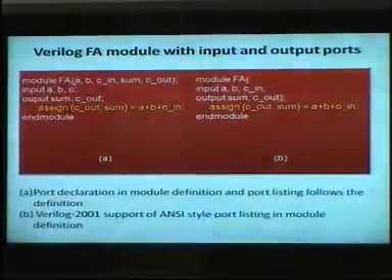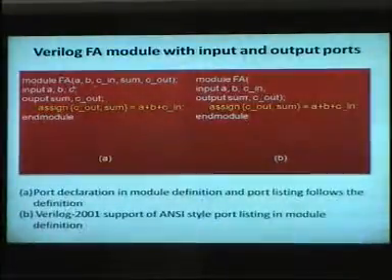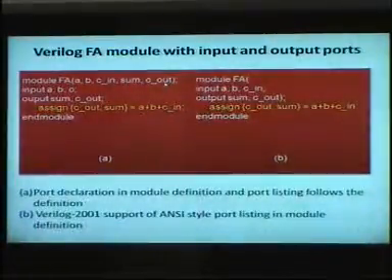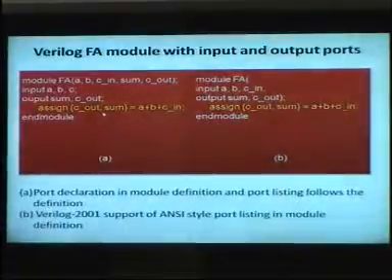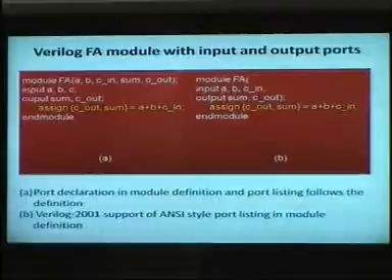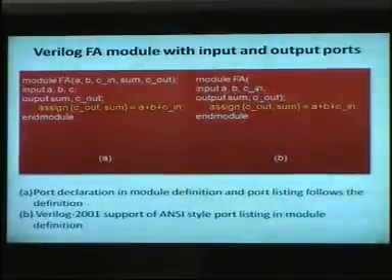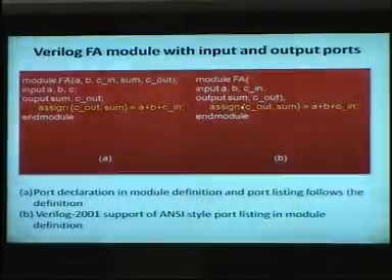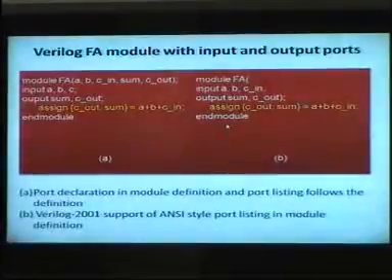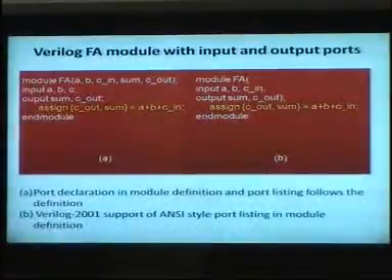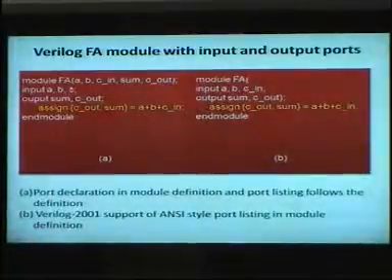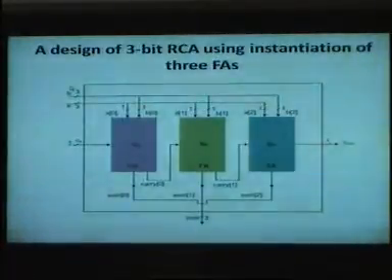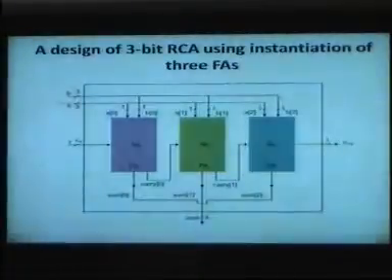In one way, you only write the port list A, B, C in, sum, C out, and then you come down and say these are my inputs and these are my outputs. In the other way, right here you say inputs are A, B, C in, and outputs are sum and C out. This was supported by Verilog 2001. The initial version of Verilog only supports the first. And then you can use this module.